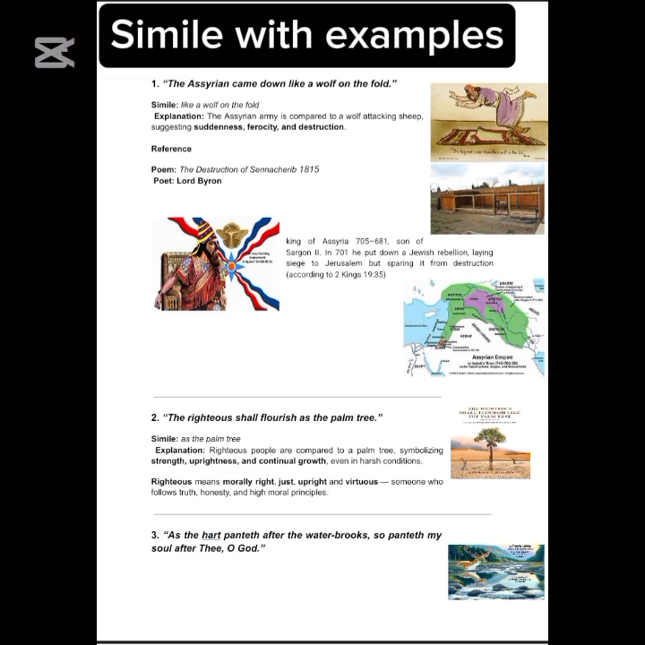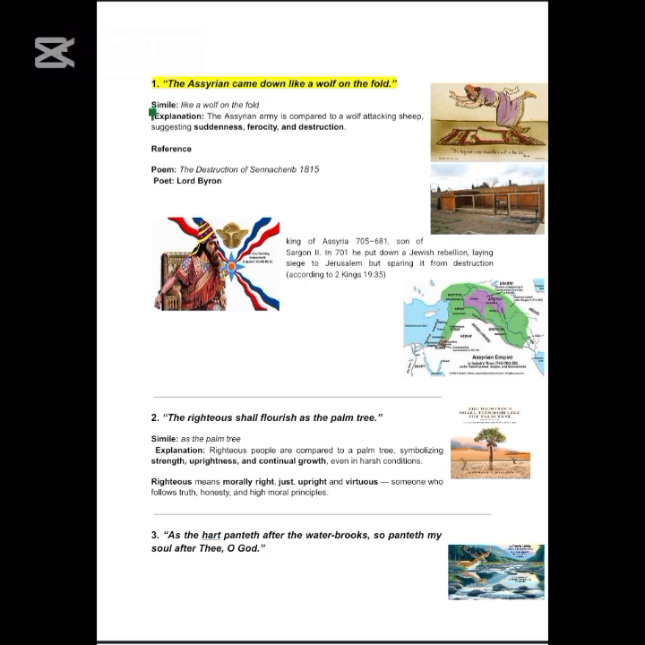So the first one: the Assyrian came down like a wolf on the fold. This is the picture of the king of Assyria, whose name was Sennacherib. He was the king, and he attacked Jerusalem in 701. At that time, the Jewish community was living in Jerusalem, and he attacked that community. The fold here is this. In this picture, you can see this is the place where sheep are kept, and this is also called a pen, where sheep are kept for their protection.